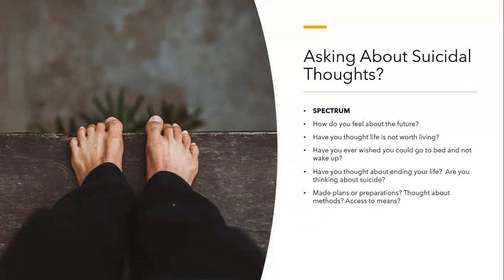Is it your own gun? Is it somebody else's gun? That is imperative when we're thinking about restricting access to means, when we're thinking about a safety net plan for that particular patient. If they've thought about perhaps taking an overdose of medications, you need to ask them, have they thought about which tablets they would take? Do they have tablets at home? Have they stockpiled medications that they're currently being prescribed?